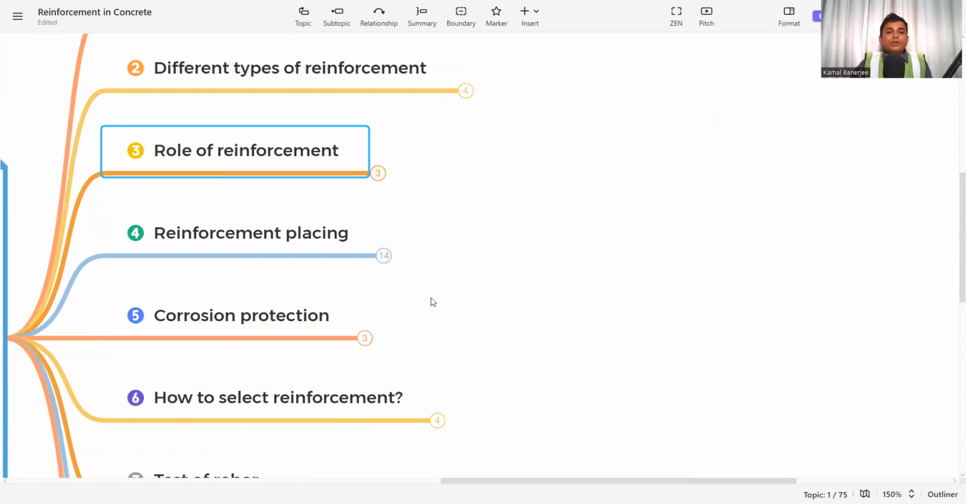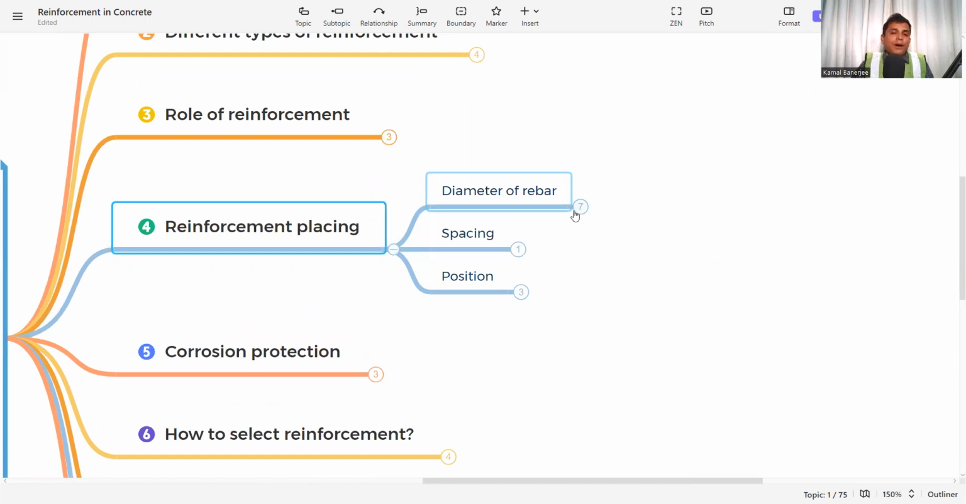Then what is reinforcement placing? Now in slab or beam or column, how we will place the reinforcement, that is also a good criterion. The first thing, diameter of the bar. Whenever we are placing, we have to check the drawing. In this drawing, it is mentioned what is the diameter of the bar.